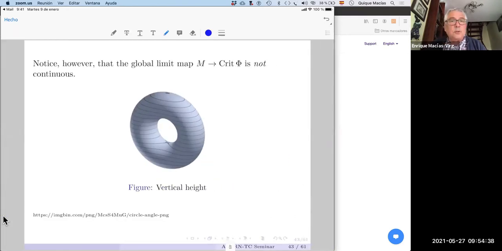It is important to note that the global map, which sends each point to the final point of the flow, this map is not continuous. It is only continuous on the stable manifolds.